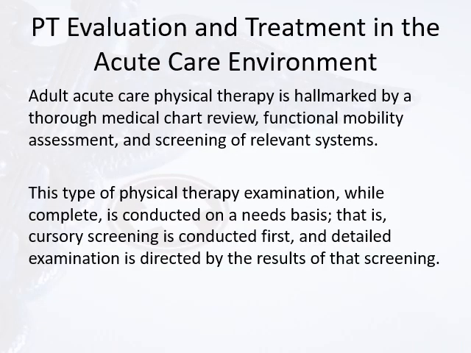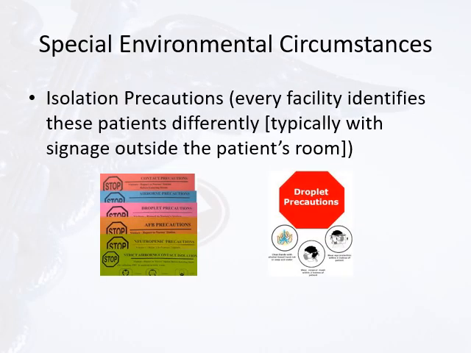Examination and treatment of an adult patient in the acute care environment are similar to an evaluation and treatment completed in any physical therapy care environment, of course. However, they are a little bit different because they're marked by a thorough medical chart review, something that's not often available in other treatment venues. We also focus a lot on assessment of functional mobility, as well as screening of relevant musculoskeletal, neuromuscular, cardiovascular, pulmonary, and integumentary systems.